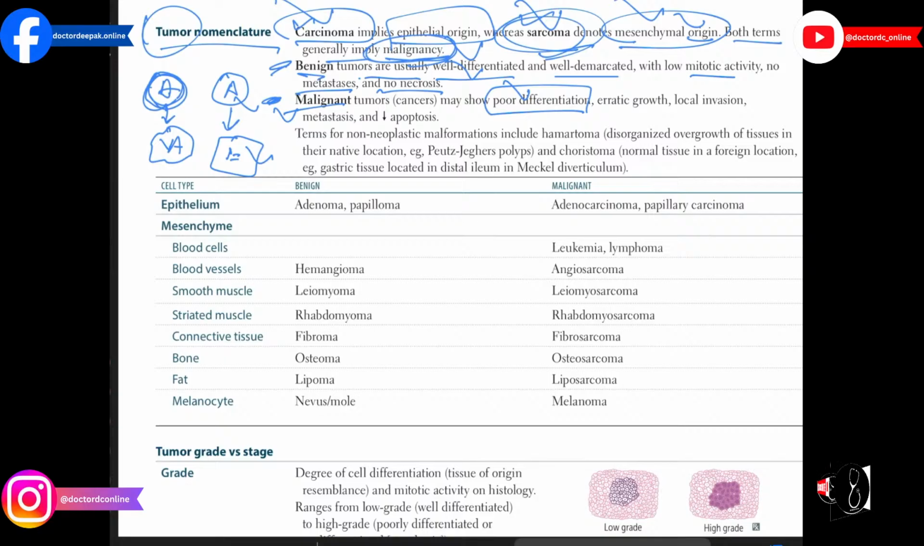Malignant tumors, also called cancers, may show poor differentiation. They do not resemble the normal cells. They have erratic, rapid growth, with local invasion into blood vessels and lymphatics, and they metastasize to other organs, with decreased apoptosis.